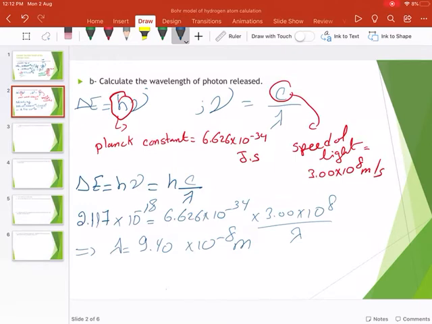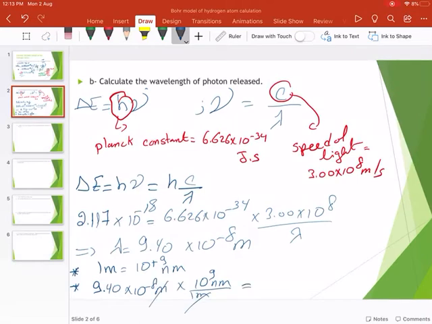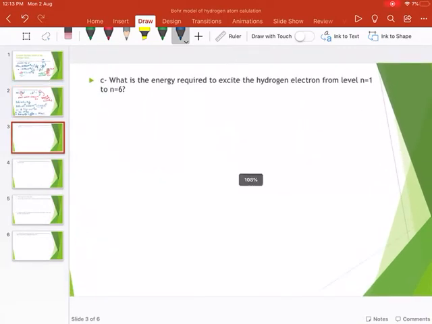Supposedly if you were asked to write it in nanometer, we know that every 1 meter equals 10 to the power 9 nanometer. So I can change the unit. 9.40 times 10 negative 8 meter, I will multiply by 10 to the power 9 nanometer over 1 meter, meter cancelled, and the final answer is 94 nanometer.